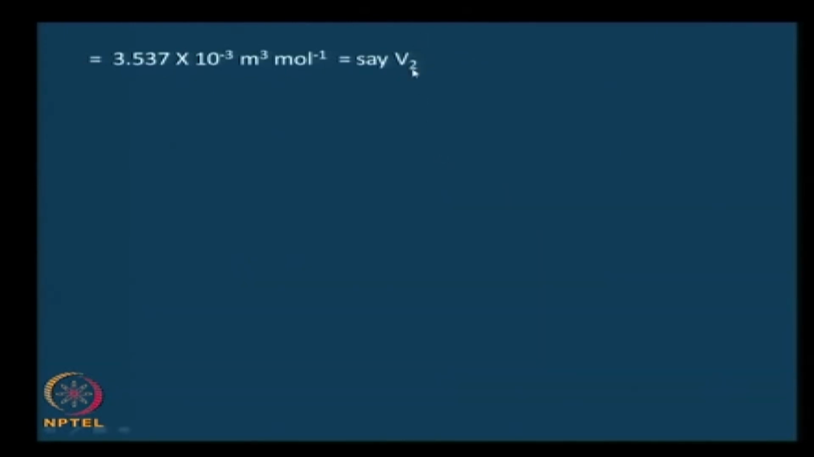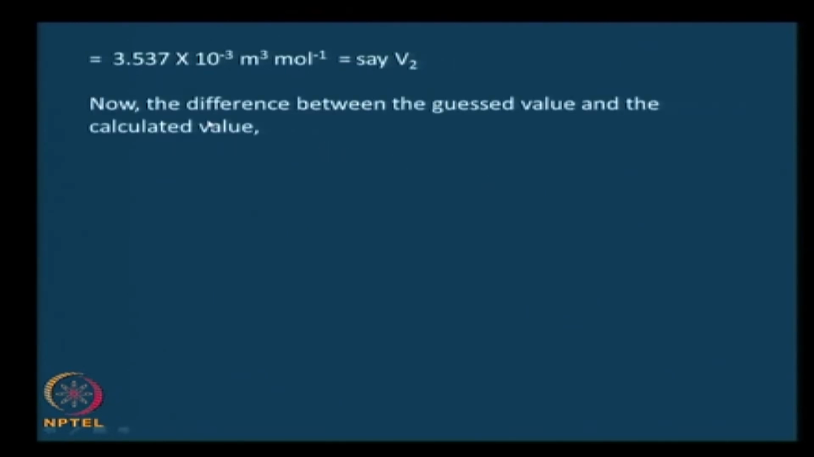This is V2, which is the calculated value starting with V1, the ideal gas value. On the face of it, this seems small, but let us consider this further. We need to take the difference between the guessed value, which is the ideal gas value, and the calculated value, which is this 3.537 into 10 power minus 3. In other words, the difference between V2 and V1 in this case, which turns out to be 0.396 into 10 power minus 3. This is 3.96 into 10 power minus 4, which is almost 11 to 12% of this value.